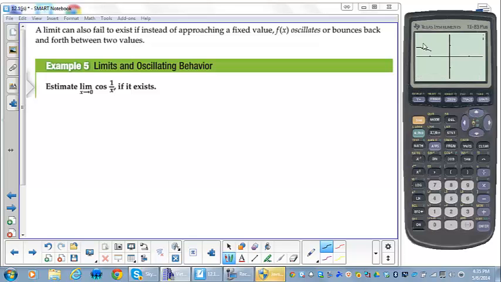And notice how as we get closer and closer to 0, this function is oscillating. It oscillates up toward 1 and it oscillates the other way also. If we zoom in again, using Zoom Box, we will continue to see this oscillation. Let's go even closer to 0.